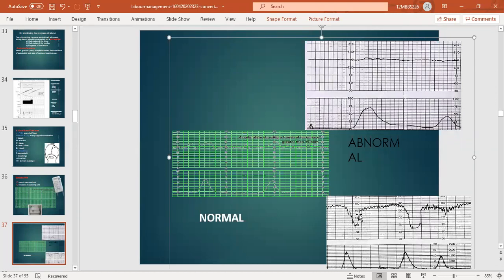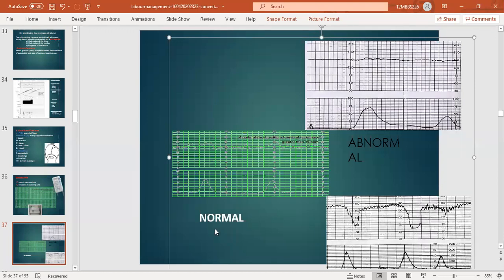Now in this CTG, you can see very clearly there is no acceleration, and there is very little variability, and these are the decelerations. Again there is a deceleration, and these decelerations coincide with this uterine contraction. There is a uterine contraction followed by the deceleration.